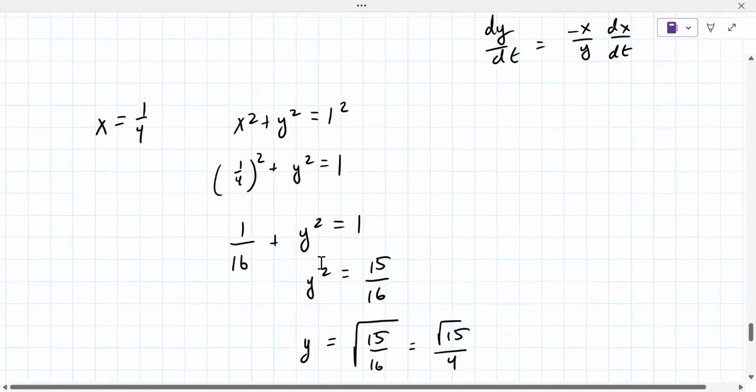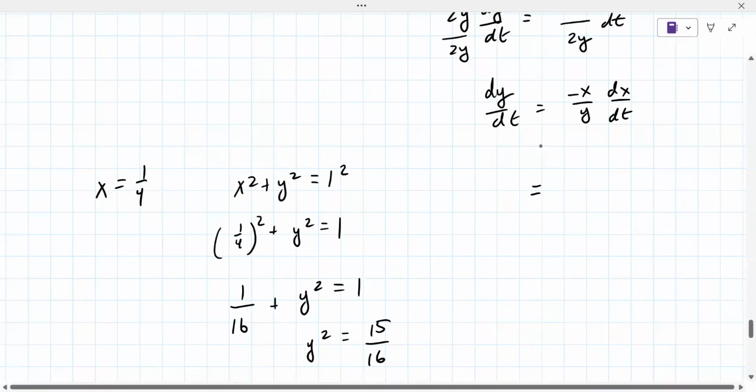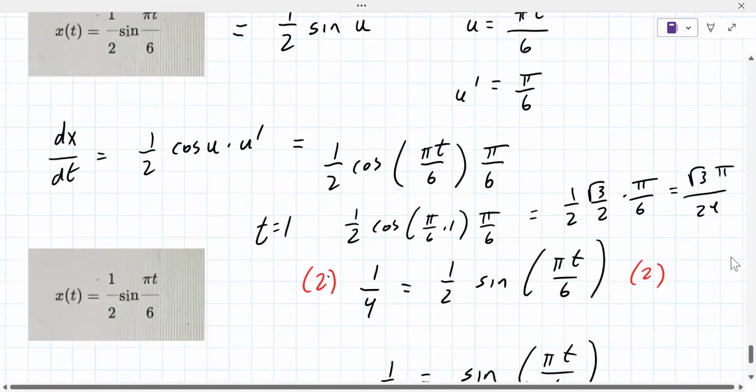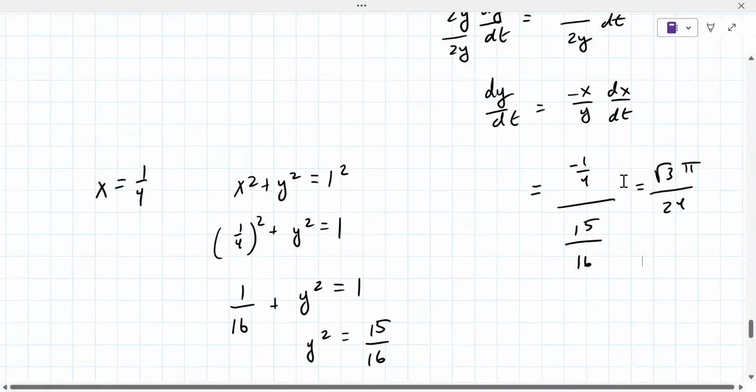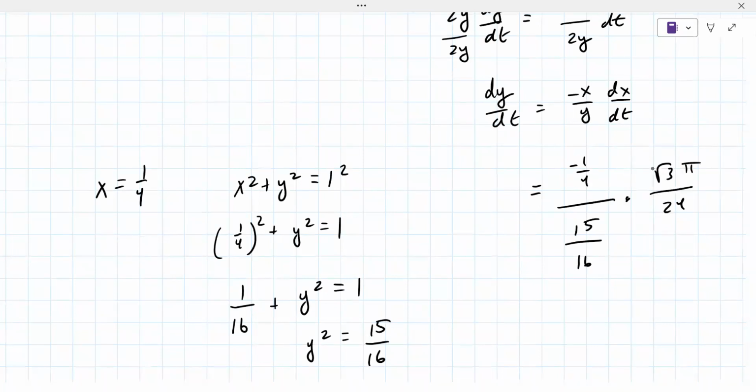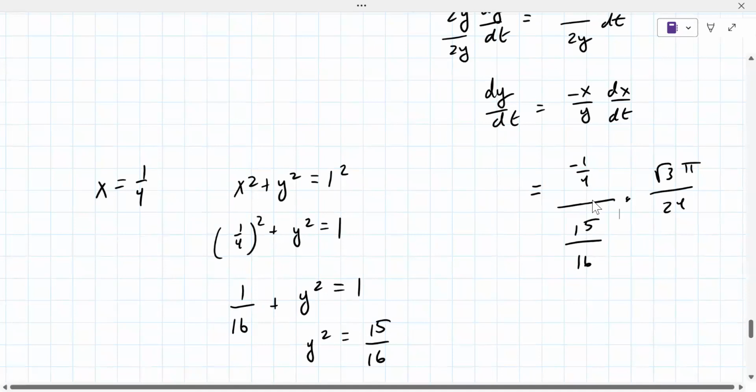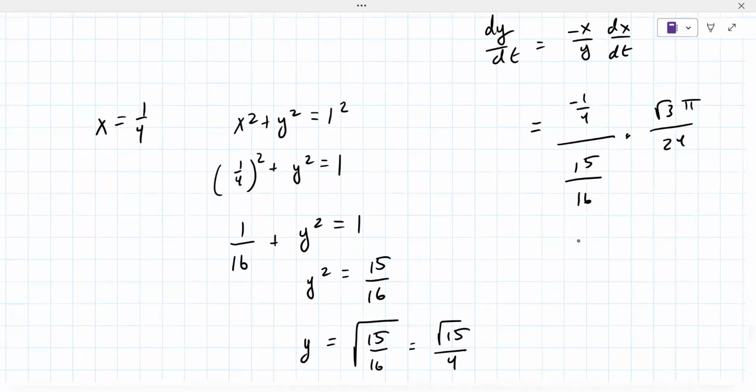We can go back here to this. X is 1/4, y is square root of 15 over 4, and dx dt is this. We'll get that in here. So the fractions you flipped, so you end up getting 4 over square root of 15 times minus 1 over 4, which ends up being minus 4 over 15. Square root of 3, we got a pi, we got a 24 here. So the 4 cancels with that, you get 1, you get 6. Minus pi square root of 3 over 90, maybe.